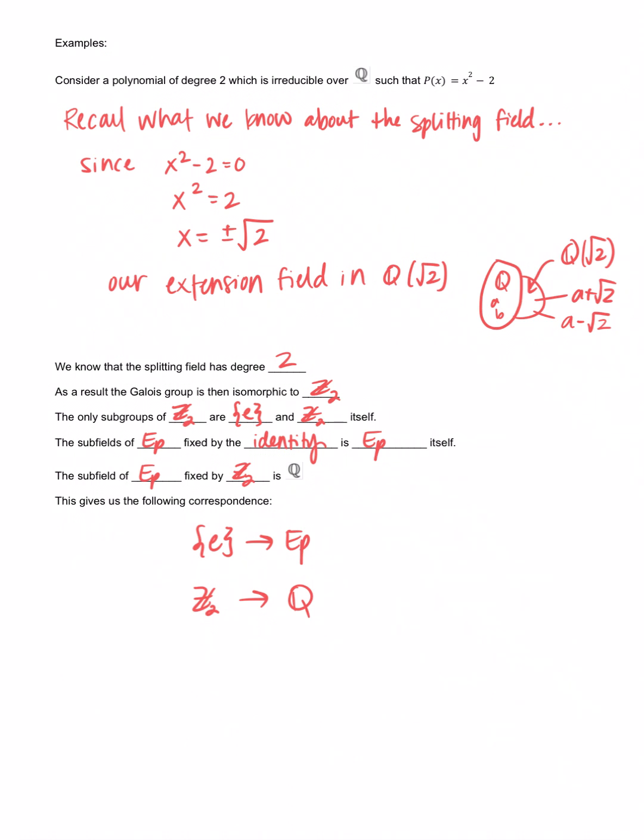So if we consider a polynomial of degree 2, which is irreducible over Q, I'm going to use the example of the quadratic x squared minus 2. We've looked at one similar to this throughout Unit 4. So we want to recall what we know about the splitting field. Since x squared minus 2 equals 0, we know x squared equals 2, and x must be both the plus and opposite versions, plus and minus, of the square root of 2. So our extension field must be Q of root 2.